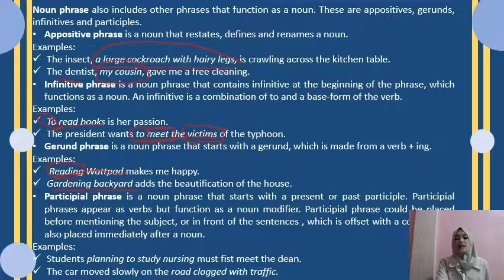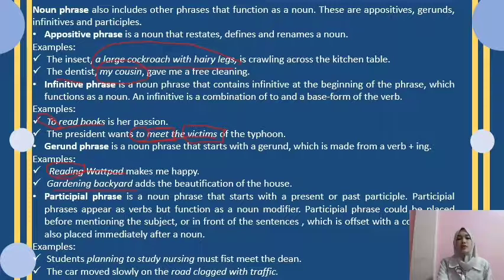Gardening backyard adds to the beautification of the house. Gardening backyard here is the noun phrase that functions as the gerund phrase because of the word gardening, and it is the subject of the sentence.